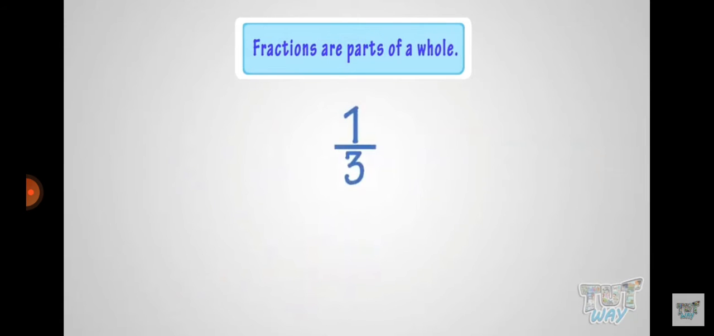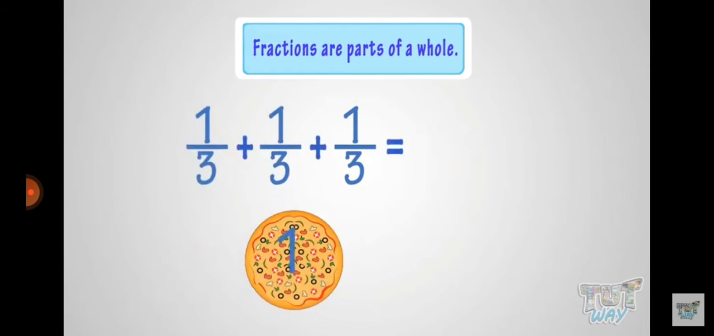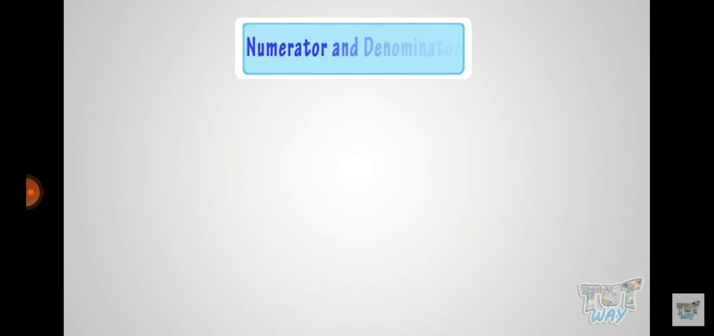1 upon 3 means one third of a whole, so 3 parts make a whole. So 1 upon 3 plus 1 upon 3 plus 1 upon 3 is equal to a whole.